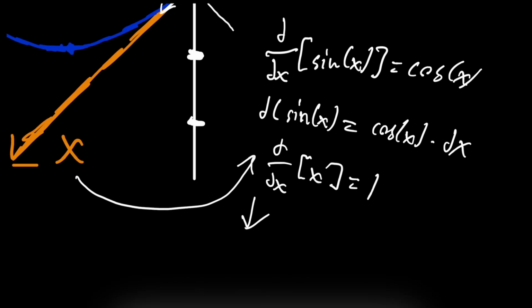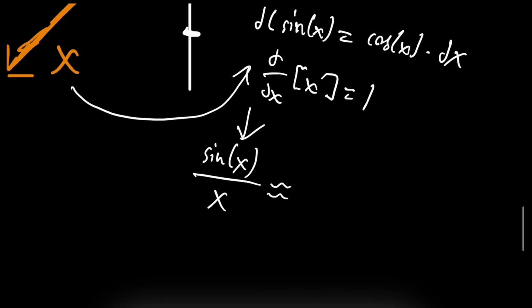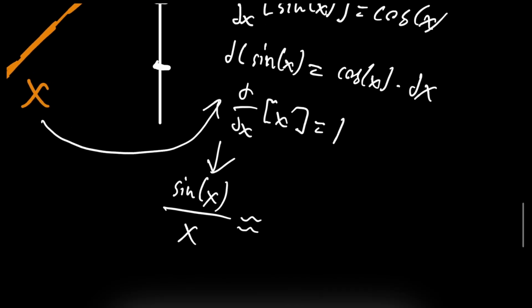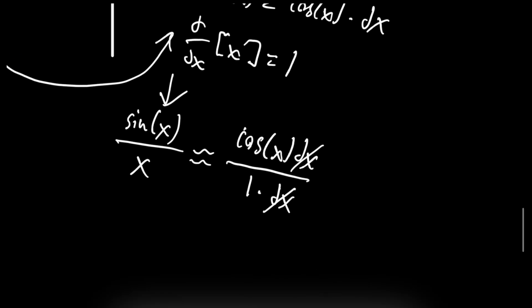So this ratio of sine of x over x can be very loosely approximated, for values near x equal to 0, as cosine of x dx over 1 times dx, right? And this in turn can be loosely approximated as cosine of x, right?